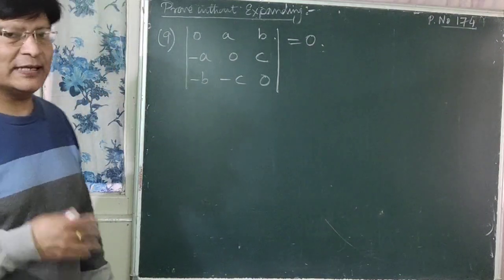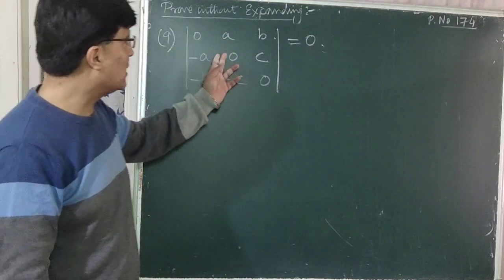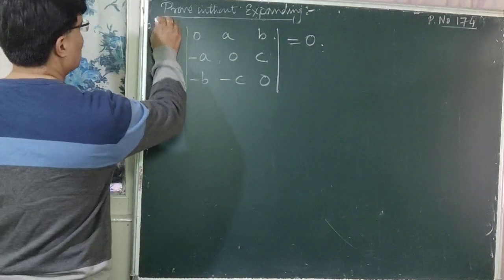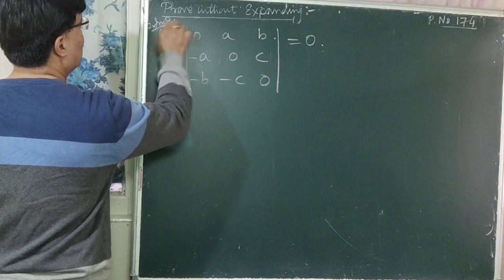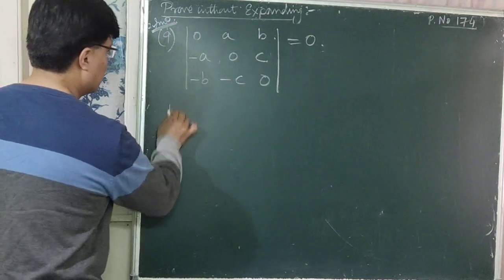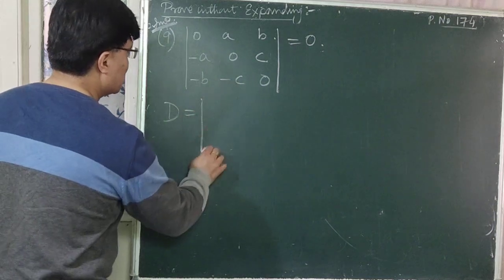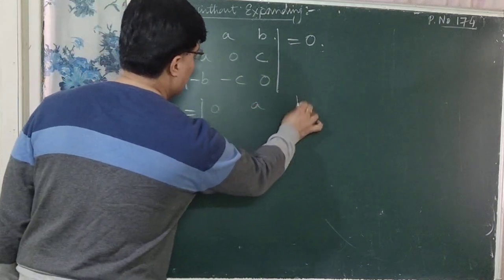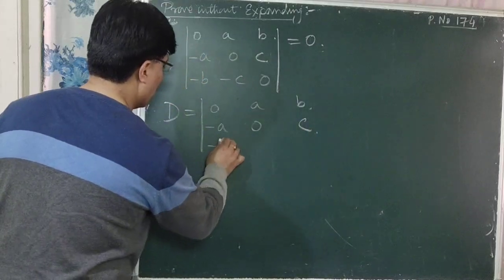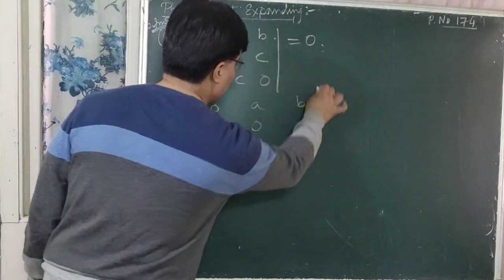Prove without expanding again. You have to prove this L.H.S. is equal to R.H.S. That is D is equal to 0. So this is also a very important problem. Okay. So let us write left hand side as D is equal to, what is left hand side? 0, A, B; minus A, 0, C; minus B, minus C, 0.